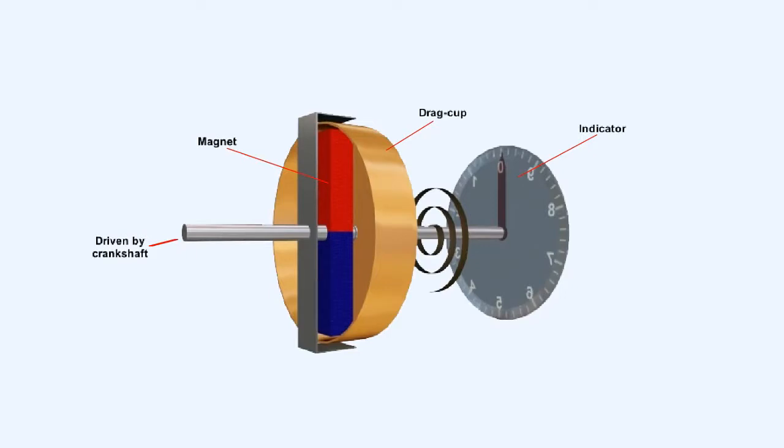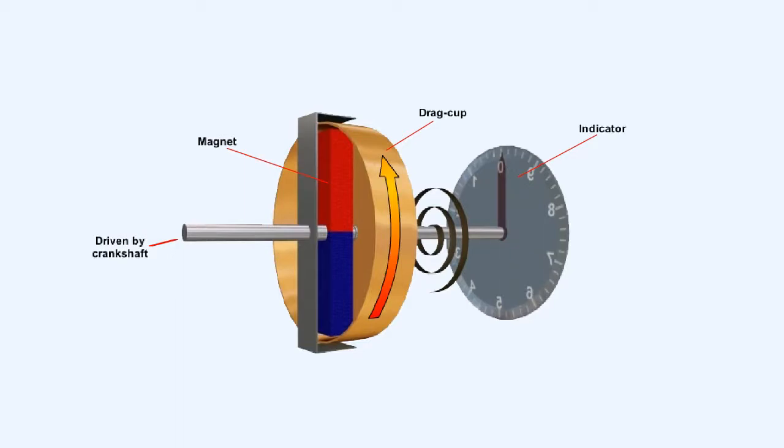This induces eddy currents in the aluminium drag cup. Eddy currents are caused by the magnetic field of the moving magnet acting on the electrons of any metal in the vicinity of the magnet. The eddy currents themselves generate a magnetic field which interacts with the magnetic field of the magnet. This interaction causes a torque or turning moment, which is established to turn the drag cup in the same direction as the permanent magnet. A shaft extends from the drag cup and is connected to a pointer.